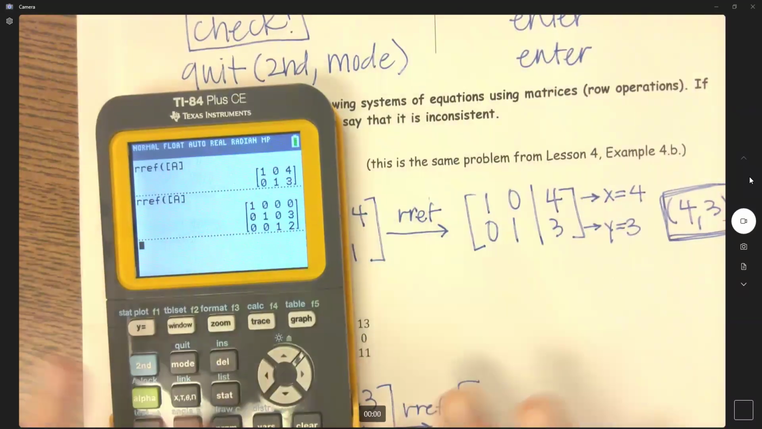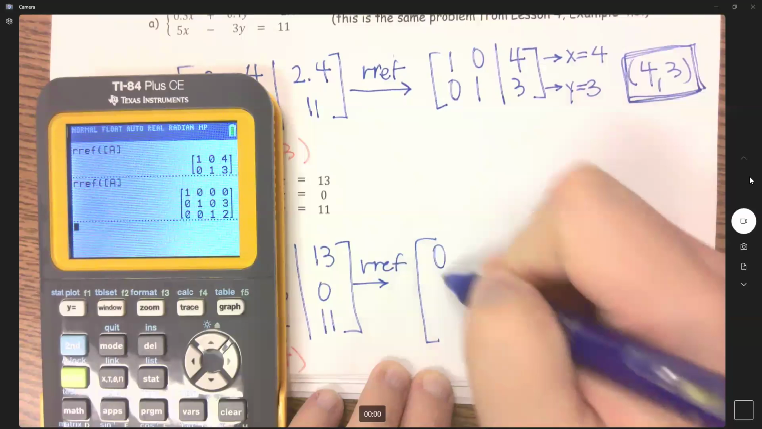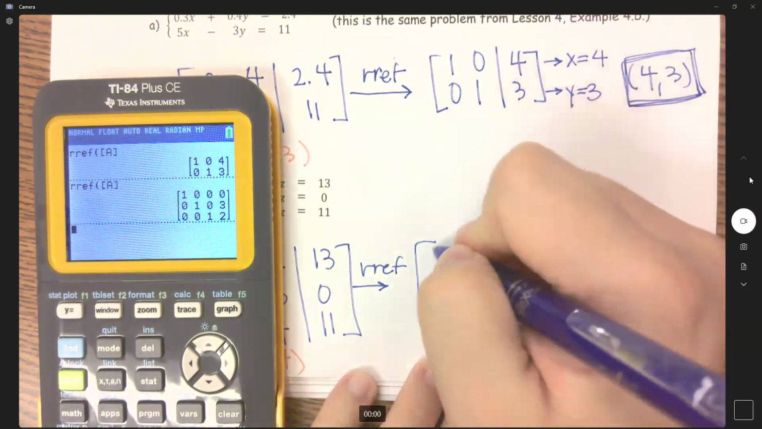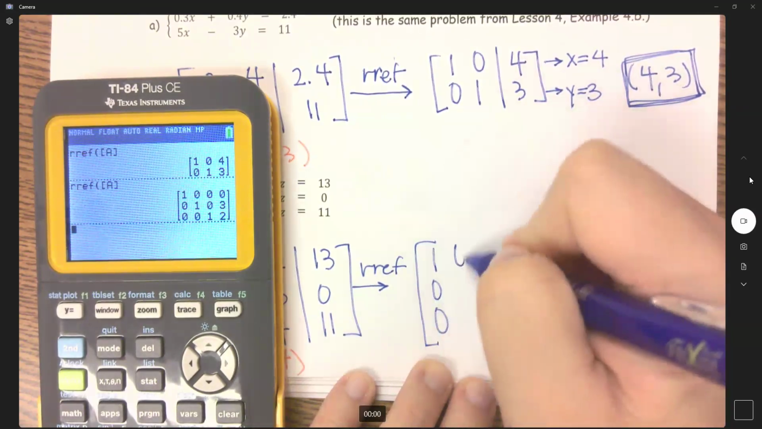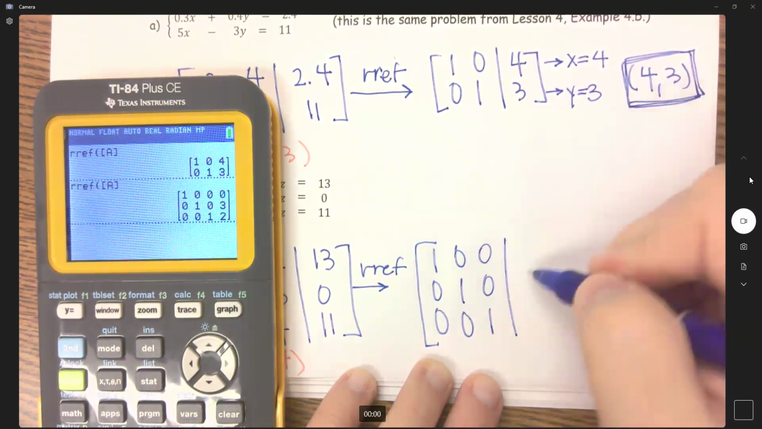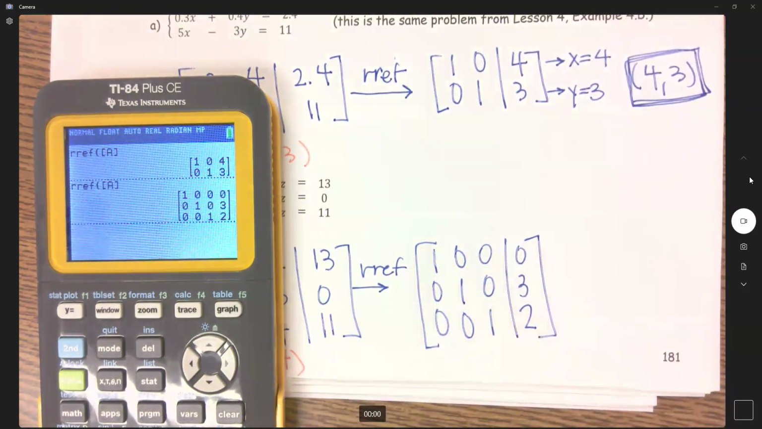So here is my matrix in row reduced echelon form. And again, notice I don't have that bar, so I'm going to put that in there for myself.